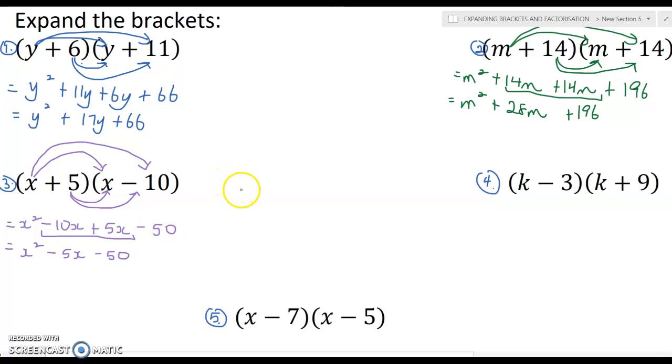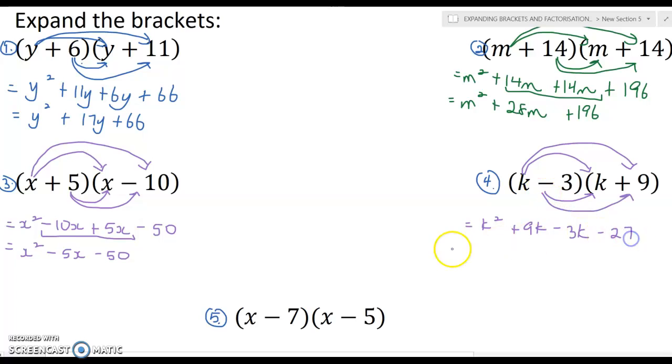Alright, number 4. k times k is k squared. k times 9, those two are positives, that's positive 9k. Minus 3 by k, that gives us times positive 9, that's minus 27. So you get k squared plus 6, 9 take away 3 is 6k, minus 27. And now on to our last question.